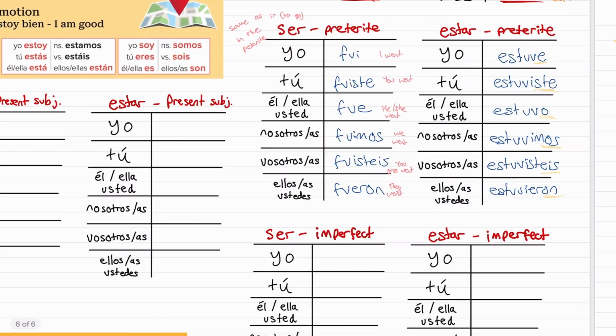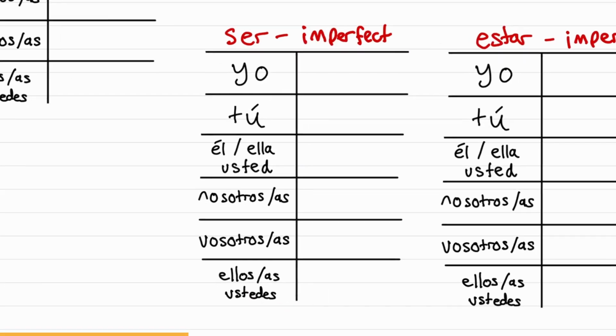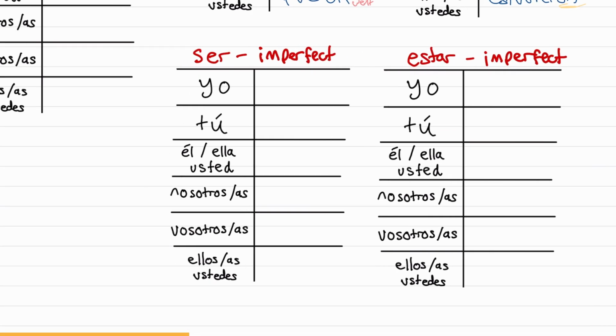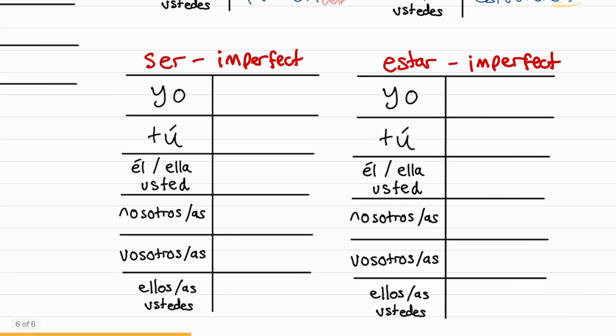So I went or I was. Okay, that's the preterite tense done. Let's move on to the imperfect tense. Let's do the estar ones actually first, because these are all in the regular endings. Nothing so special or weird about them.